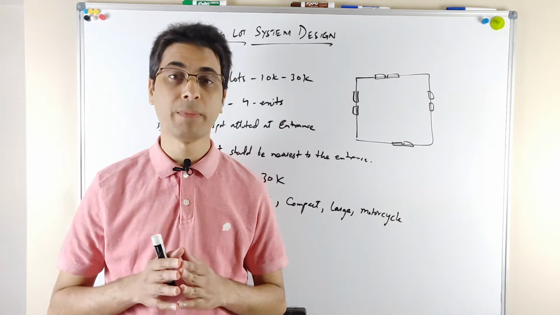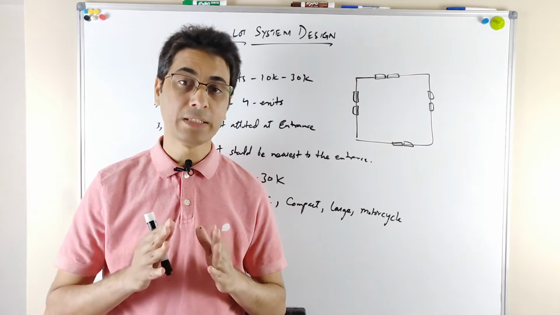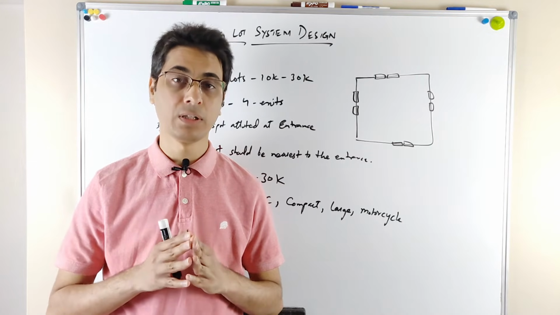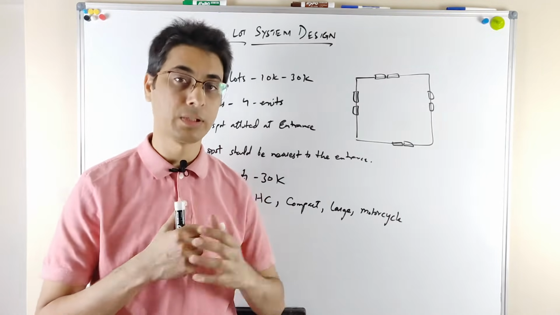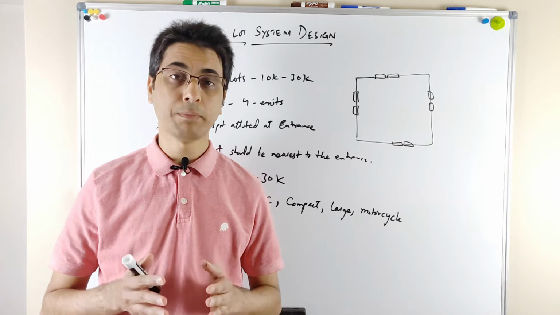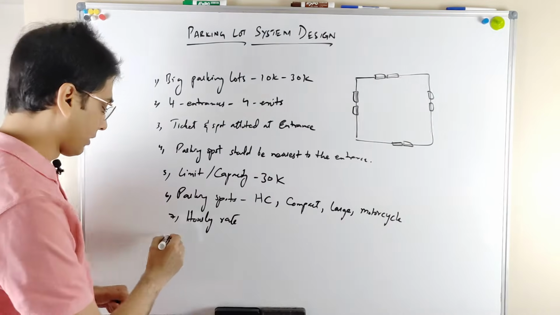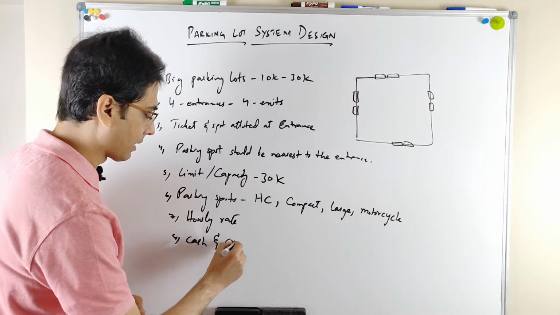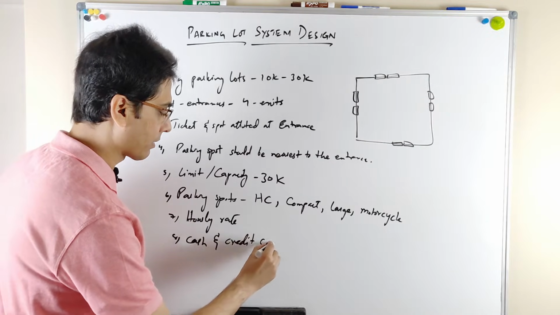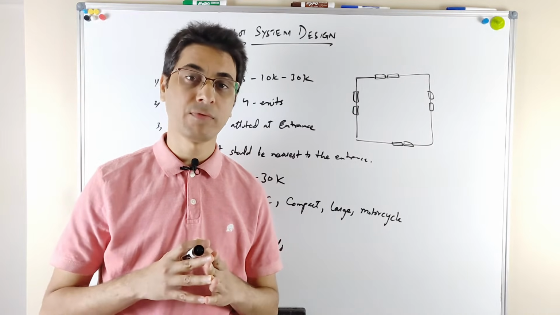The seventh requirement is that the system should support an hourly parking rate, and the final parking fee should be based on the total time that a vehicle has spent in the parking lot. The customers can pay the parking fee with both cash and credit card. So cash and credit cards are accepted. There should be a monitoring system as well.